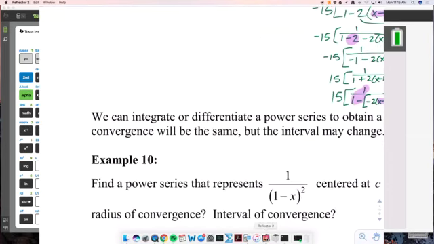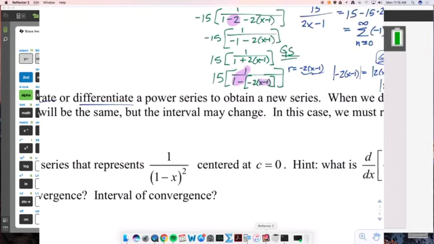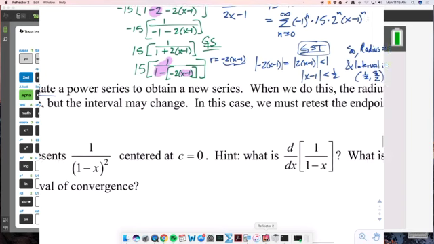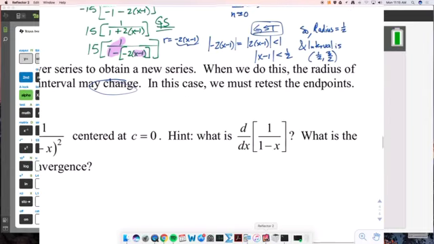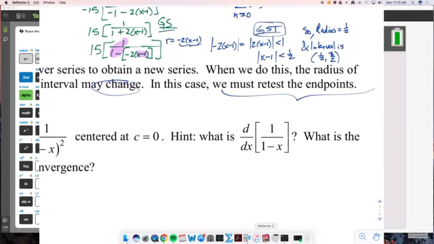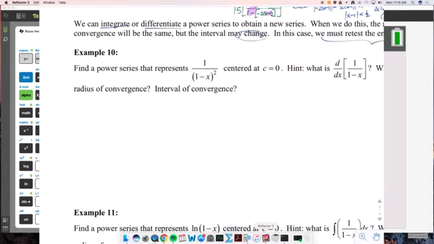Okay, moving on here. We can now integrate or differentiate a power series to obtain a new series. But remember, when we do this, the radius is the same, but the interval may change. We have to retest the endpoints. Okay, we've been talking about that. All right, so here we go.